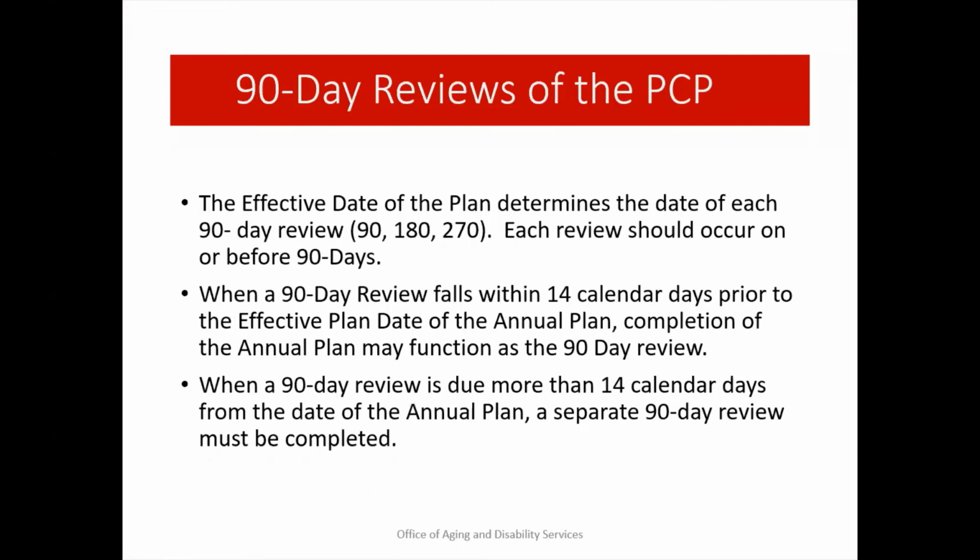When do you complete a 90-day review? The effective plan date determines the date of each 90-day review, whether that be the 90-day, the 180, the 270, etc. Each review should occur on or before 90 days. When a 90-day review falls within 14 calendar days prior to the effective plan date of the annual plan, completing that annual plan may function as the 90-day review.